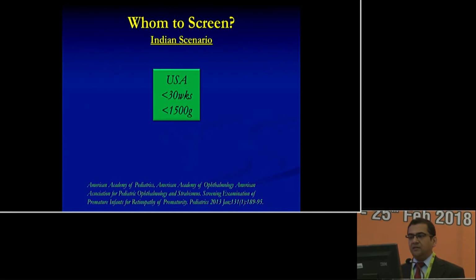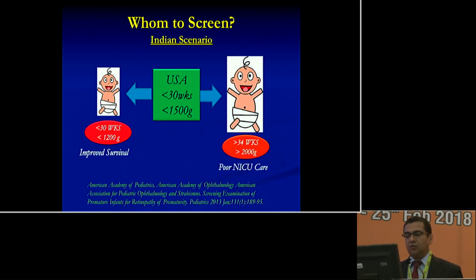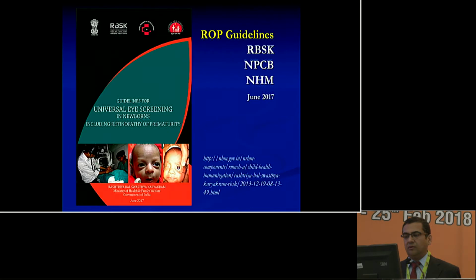The international guidelines given by the American Academy of Pediatrics and American Academy of Ophthalmology say that you screen babies less than 30 weeks and less than 1500 grams. But in our country, because of improved survival, while on one hand very small babies develop ROP, on the other hand because of poor NICU care, bigger babies also develop ROP. Therefore these guidelines are not applicable in our country because we need to screen a larger number of babies, as all of them tend to develop ROP.